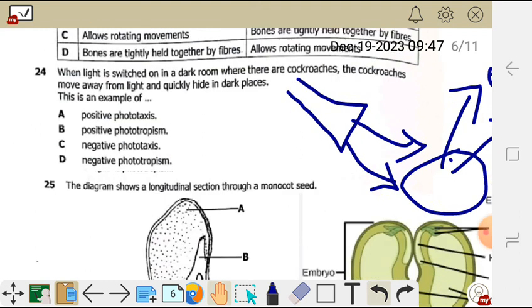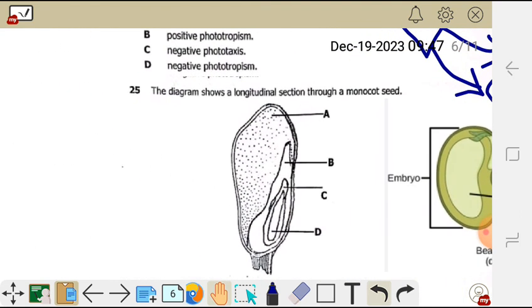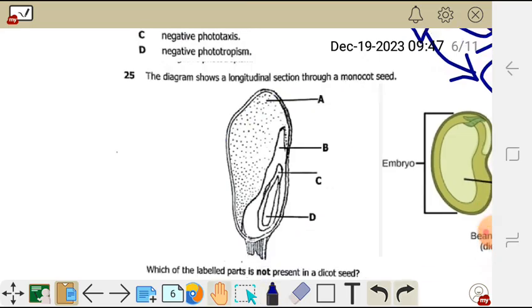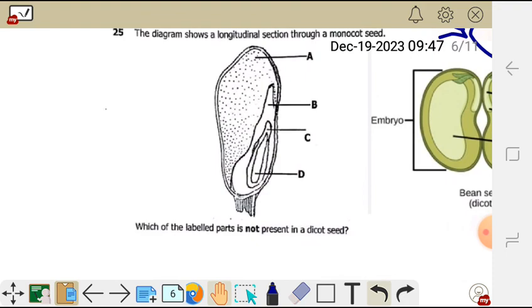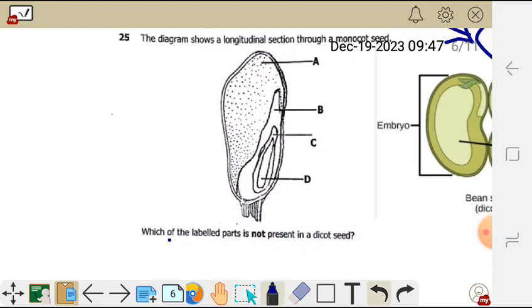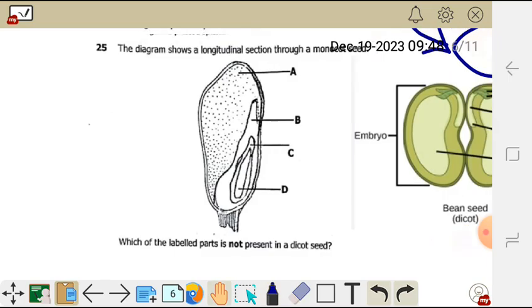Question 25. Question 25 reads, the diagram shows a longitudinal section through a monocot seed. So this is a cross section in a monocot seed. Which labeled part is not present in a dicot seed? So we have monocot seed and dicot seed. In this diagram, they are saying which labeled part is not found in a dicot seed. So the part which is not found in a dicot seed is A.